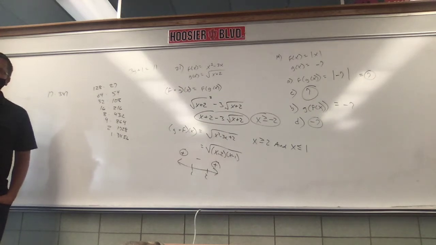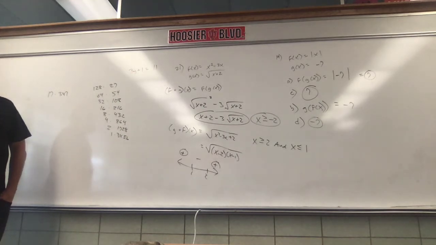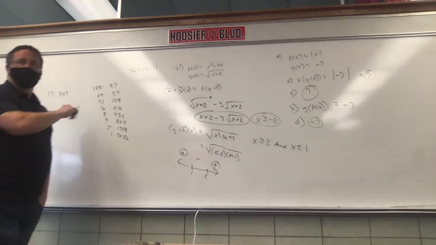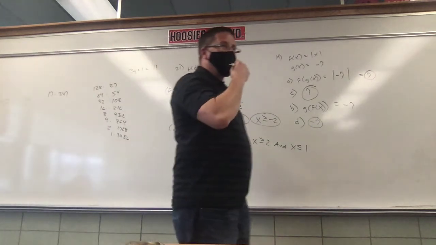Now, think about this. Numbers you're allowed to plug in for X are bigger than 2 and smaller than 1. You can't get negatives if you go all the way. Okay, I tell you what, let's put this on hold. You guys are thinking too hard. Seriously, you are.